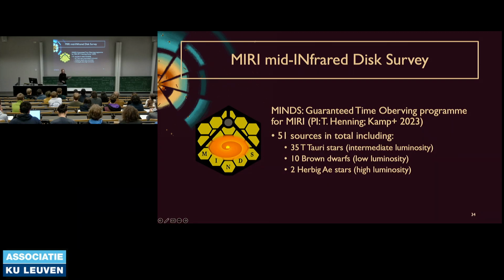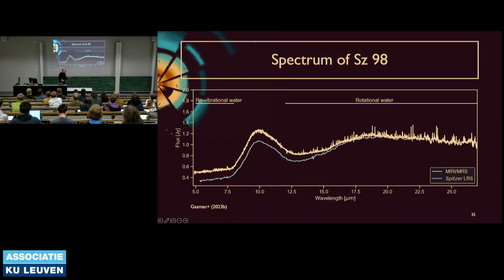So let's show a spectrum of a T Tauri star. This is what it looks like. It's pretty typical.